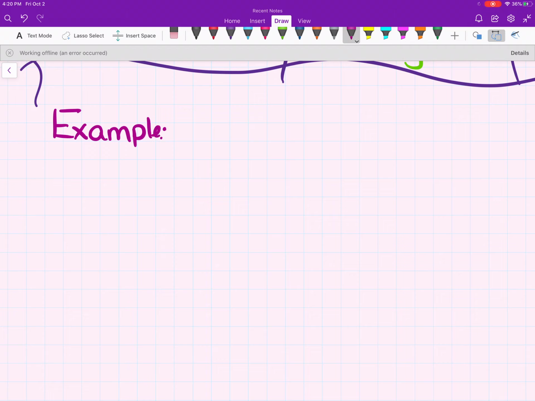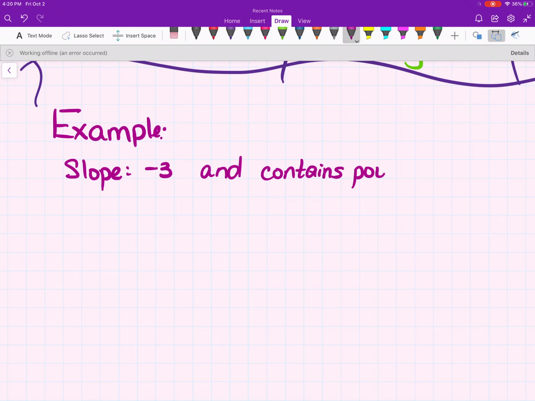Okay, given that the slope of a line is -3, and it passes through the point (6, 2). Write linear equations in all three forms.